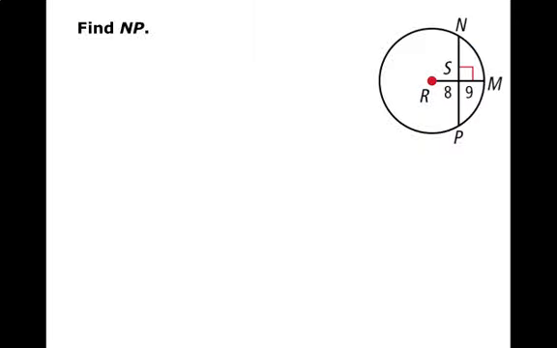We need to find the length of NP. Well, hopefully you notice that RM is a radius and it's perpendicular to the chord, so NP is bisected. We get that the radius is 17 since 8 plus 9 is 17. But let's draw in the radius RN. And since all radii are congruent within a circle, we know that the length of RN is also 17.